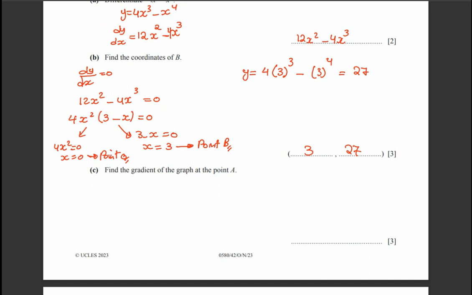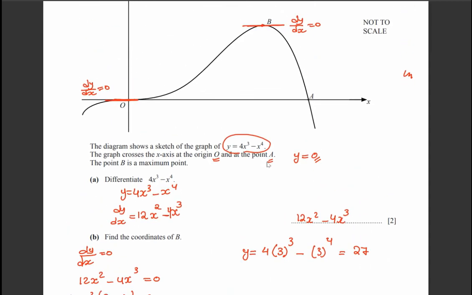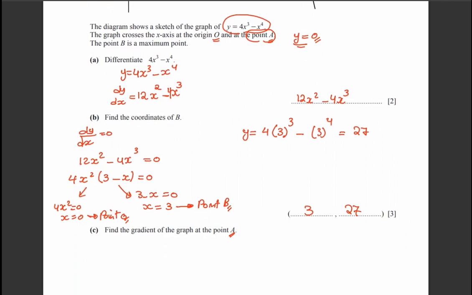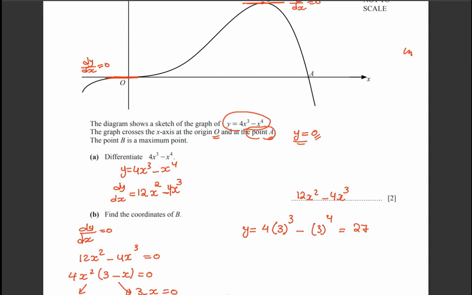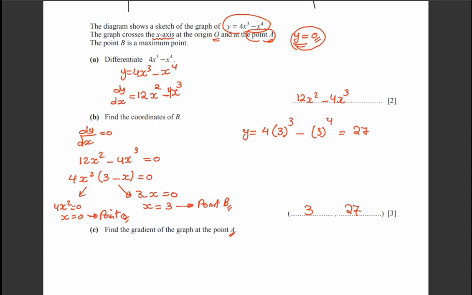Then go to the second question. Find the gradient of the graph at point A. I should first find the coordinates of point A to get the gradient there. We said that if we want point A, we will put y equals 0. So I'm going to get the coordinates of point A and substitute in dy by dx with the x. So I will put y equal to 0. So y here equals 4x^3 minus x^4. So I'm going to write it again.